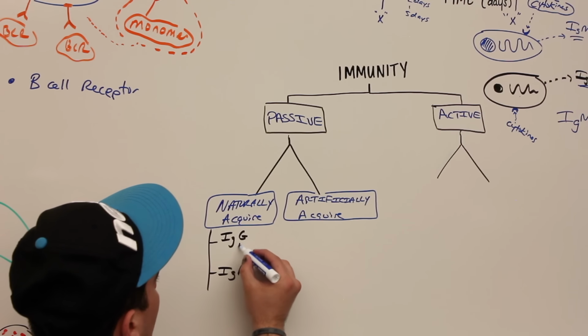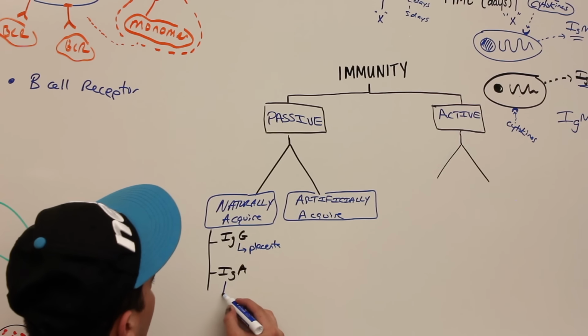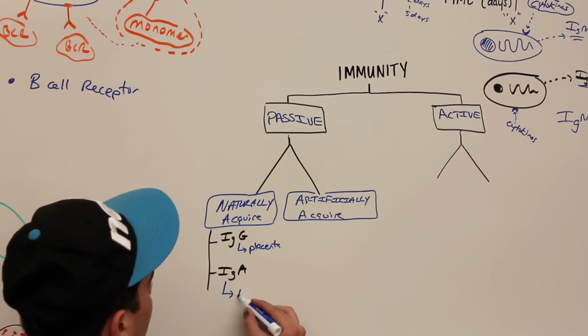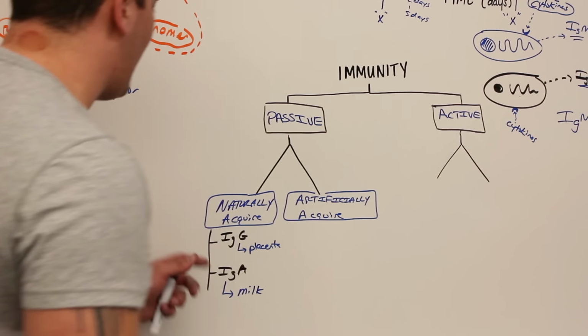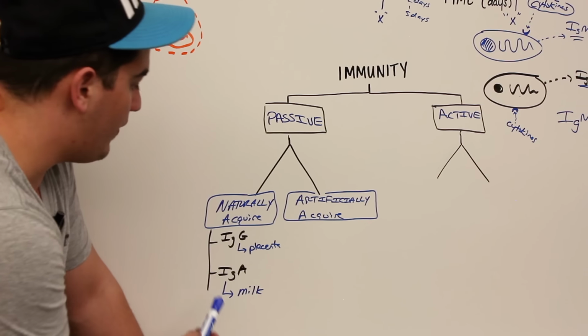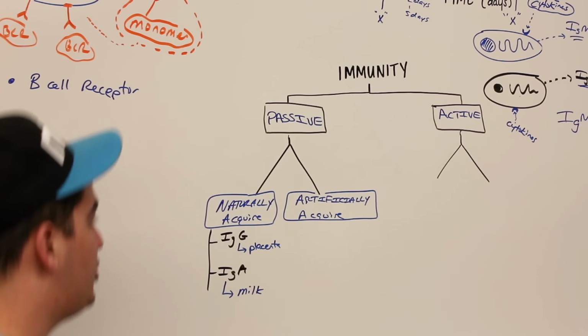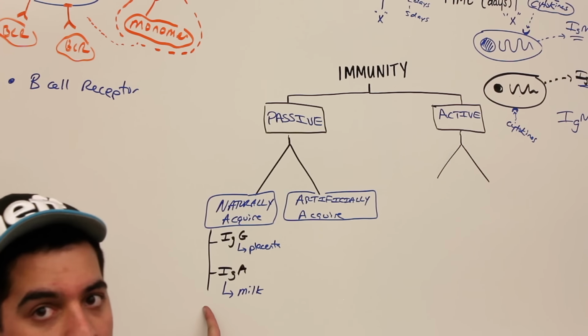IgG antibodies are the ones that cross the placenta. And the IgA antibodies are the ones that we got from the mother's milk. These are naturally acquired. We didn't have to do anything to get these. We were given these IgA and IgG molecules naturally, we didn't have to work for them. They were given to us, right?